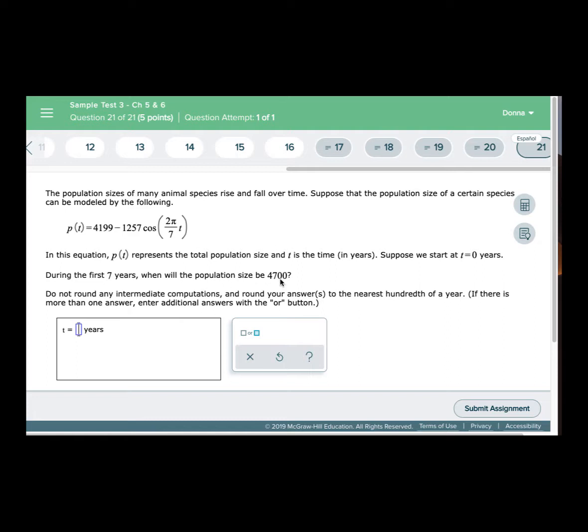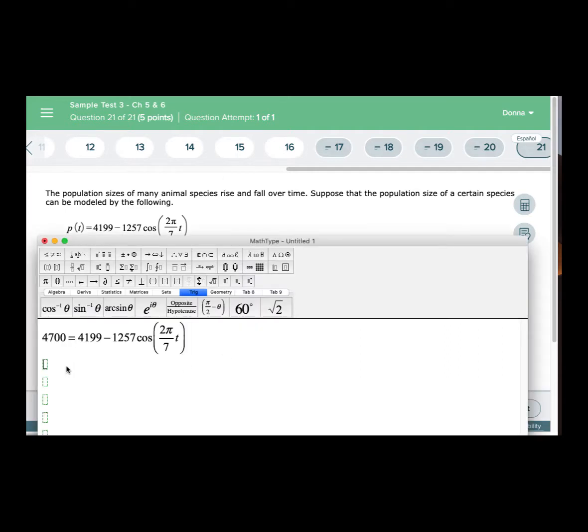So we're going to substitute in 4,700 for P of t, because that's the population size, and then solve that expression for t. Now we'll solve for cosine of 2 pi over 7 t. First thing we're going to do is isolate the cosine function by subtracting 4199 and then dividing by negative 1257.